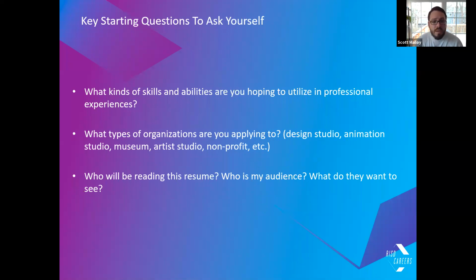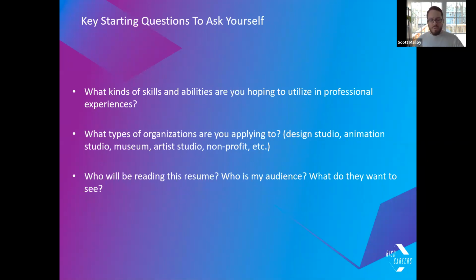Two, what types of organizations are you applying to? In other words, are you expecting to be applying to design studios, animation studios, museums, a fine artist studio, an art nonprofit? So have an idea in your mind of the kind of place that you plan to be applying to, either for internships and jobs.